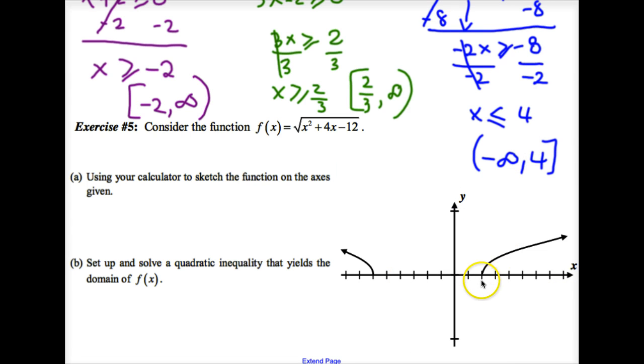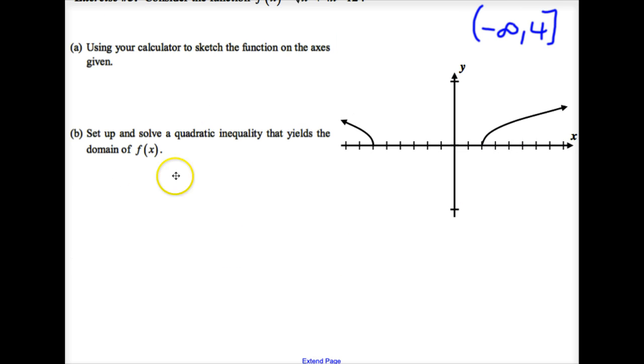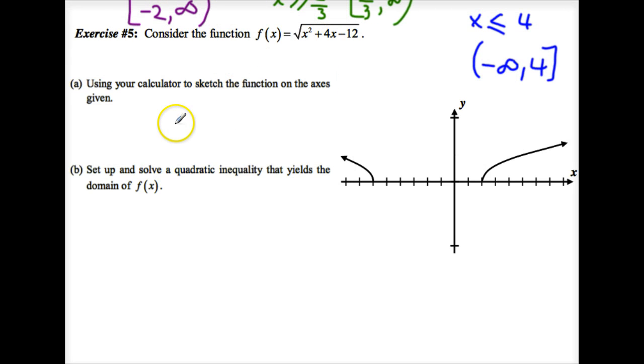Alrighty, it starts here at positive 2 and then here at negative 6. So the last part says set up and solve the quadratic inequalities to yield the domain. So we know these are where it crosses the x-axis. So our function up here, this is a quadratic. Remember what we do to get the domain. Take what's under the radical sign and you make it greater than or equal to 0.